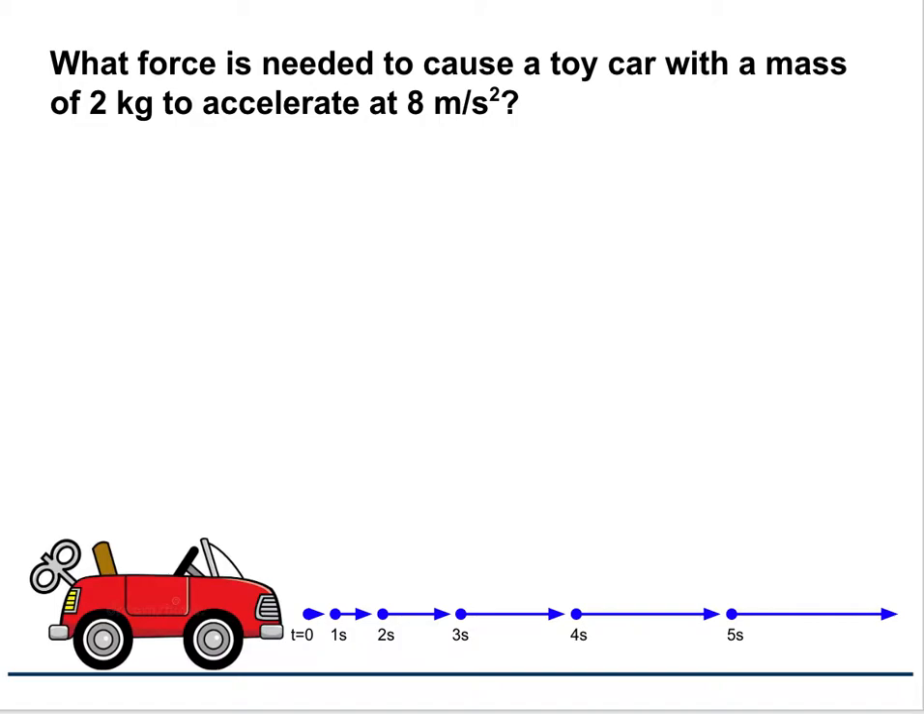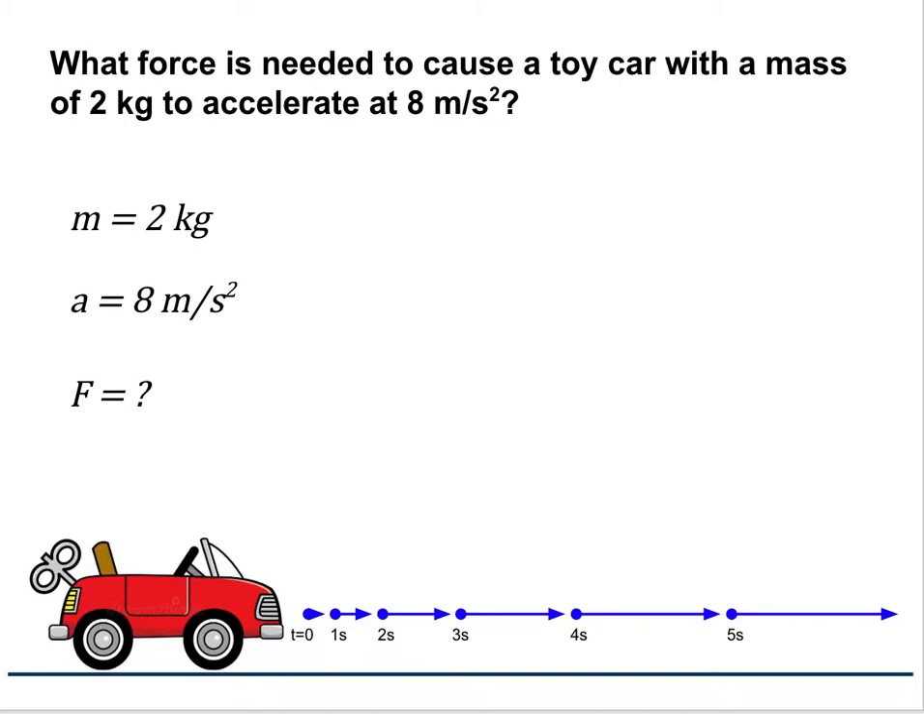In this example, we're asked instead to find a force, but we're given similar information that we've been talking about. Let's chart it out. Our mass is 2 kilograms. Again, use the units to help you see that that 2 is a mass value. Our acceleration is given to us as 8 meters per second squared.